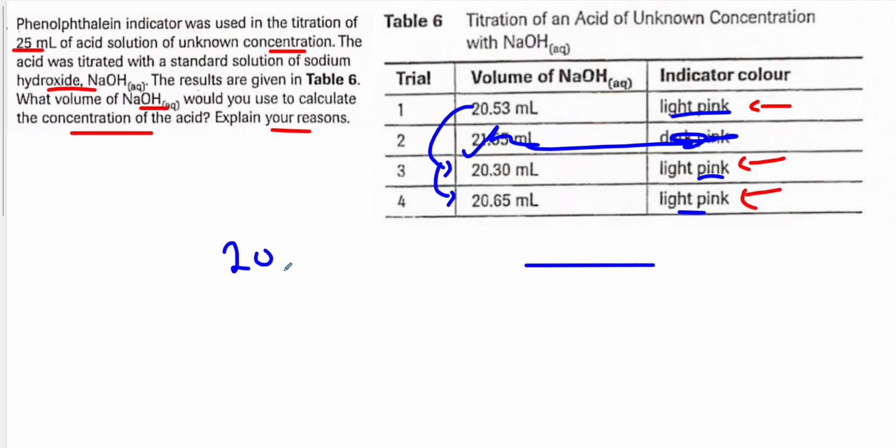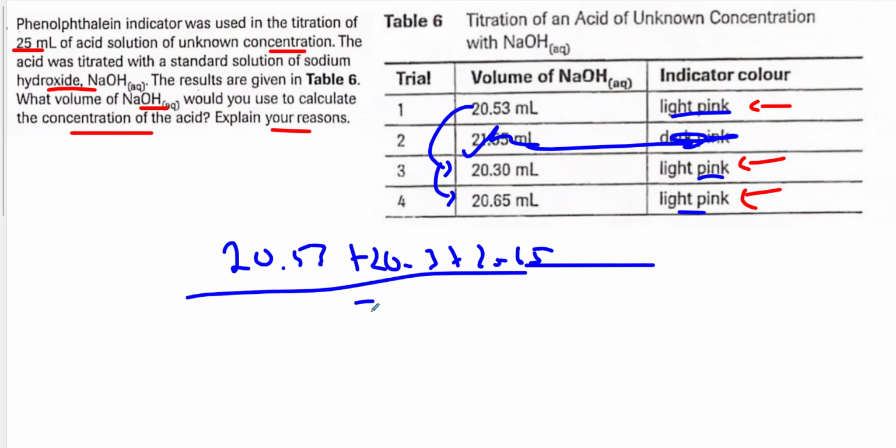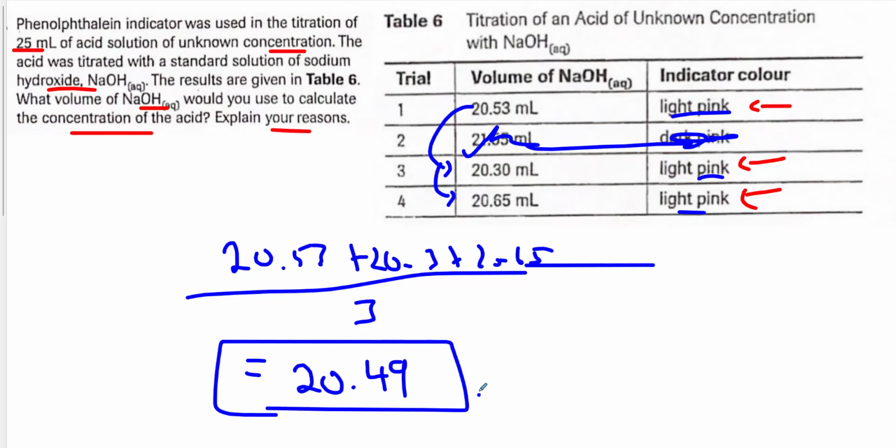So 20.53 plus 20.3 plus 20.65. Add them, divide by 3, and then the average. So that's 15, that's 3, that's 18, that's 20. So it should be 20.49 mL, I think. Go ahead.